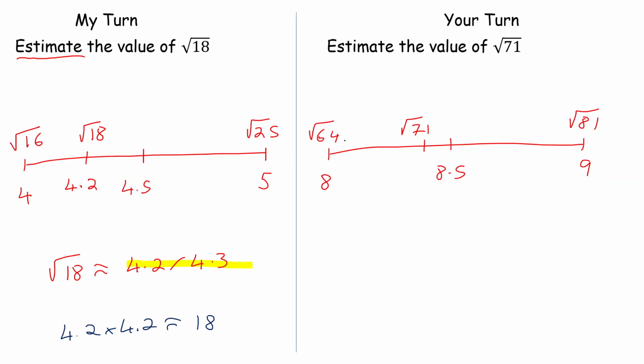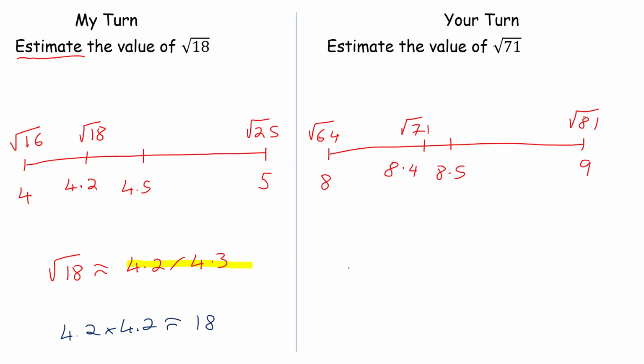So we're going to say 8 and 64 is going to give you 72. So that would roughly be root 72 in the middle. So it's going to be pretty close to the 8.5 value. So I'm going to go and say that root 71 for me is going to be approximately equal to 8.4.